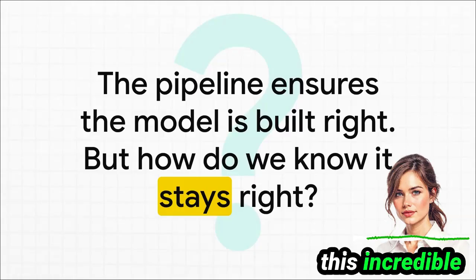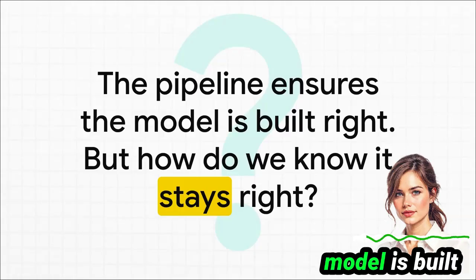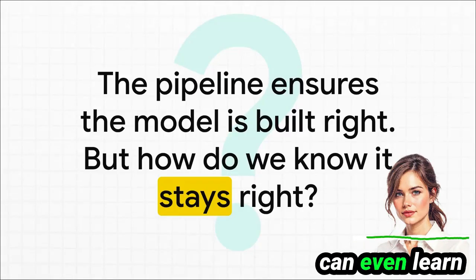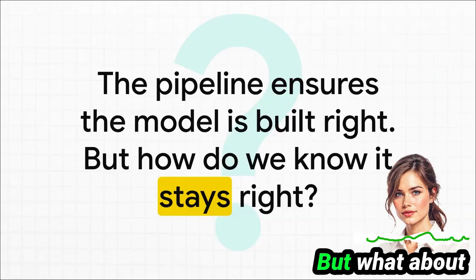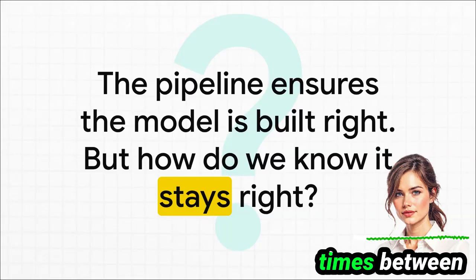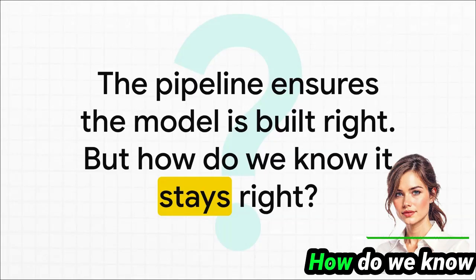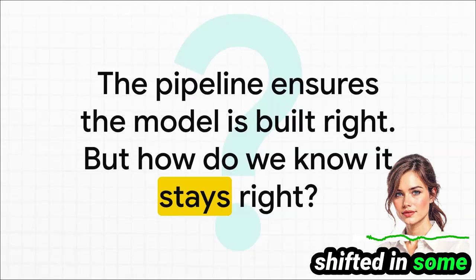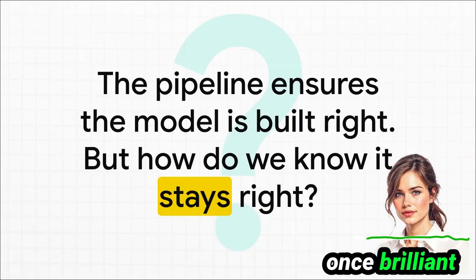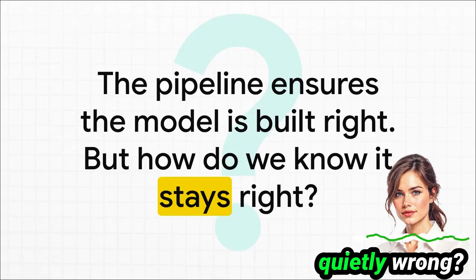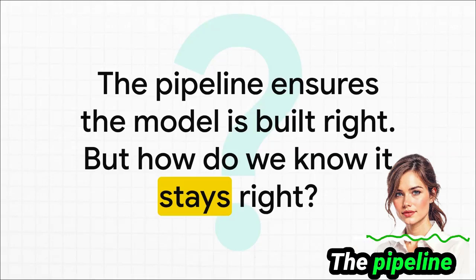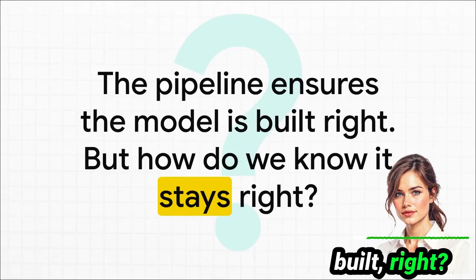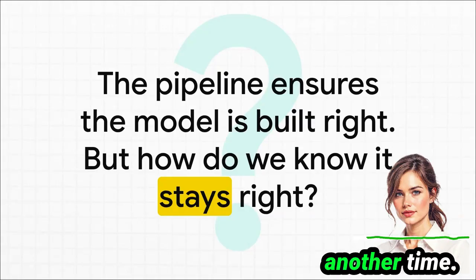So we have this incredible pipeline that makes sure our model is built right and it can even learn from new data. But what about those quiet times between the updates? How do we know the world hasn't shifted in some subtle way that's making our once brilliant models slowly, quietly wrong? The pipeline ensures the model is built right, but how do we know it stays right? Well, that's a story for another time.